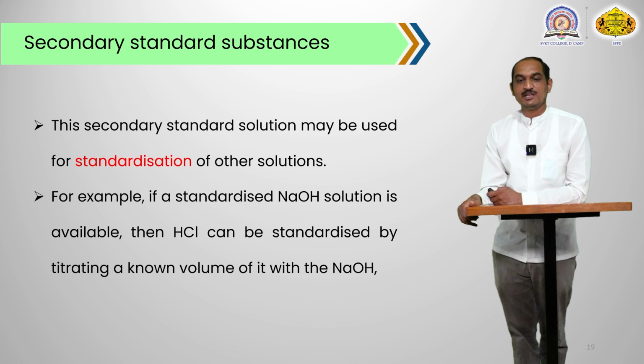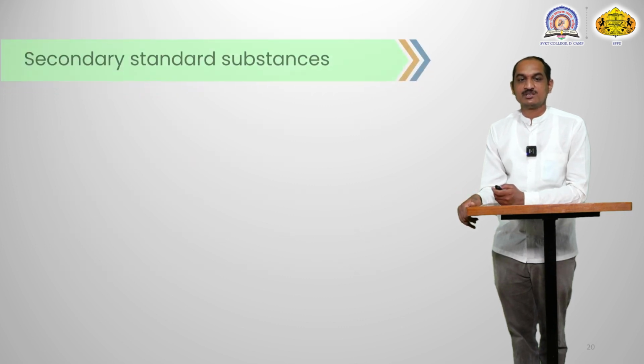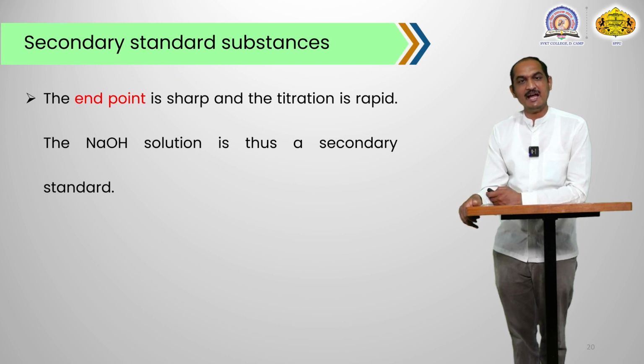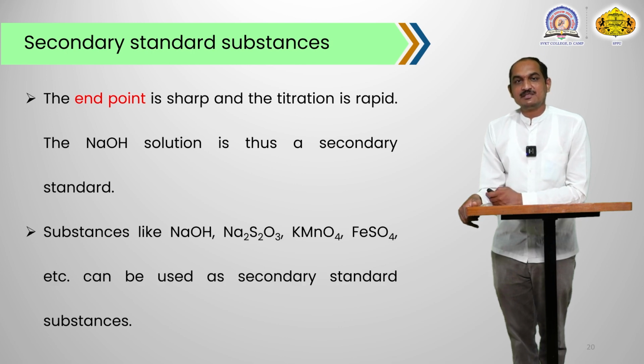For example, if a standardized NaOH solution is available, then HCl can be standardized by titrating a known volume of it with the NaOH. This is an example of the secondary standard substance. Then the endpoint is sharp and the titration is rapid. The NaOH solution is thus a secondary standard solution. Some substances like NaOH, Na2S2O3, KMnO4, FeSO4 are used as secondary standard substances during the volumetric analysis.